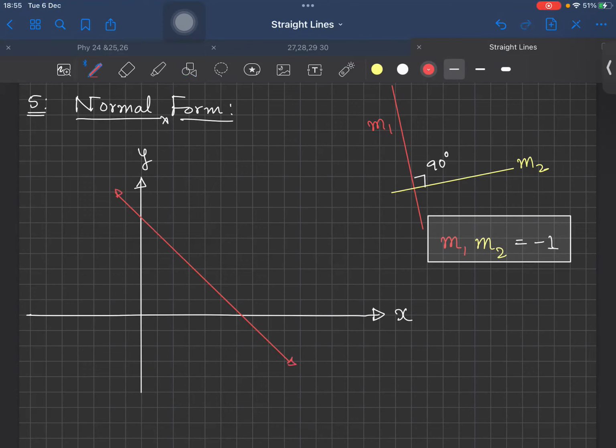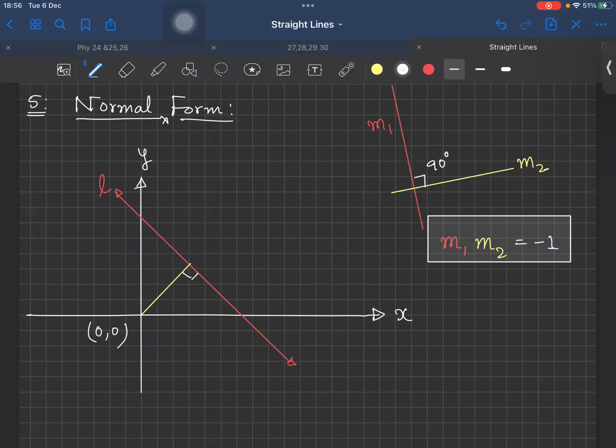Let's say this is the line that we are studying. Let's name it L. It is passing through the x-axis and y-axis, which is not given in the problem. But what we know is that there is a normal on this line from the origin. If you draw a normal on this line from the origin, this is called the perpendicular from the origin. So this is 90 degrees.